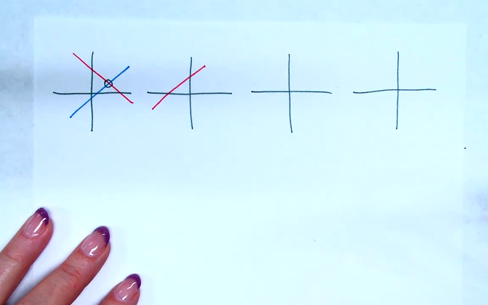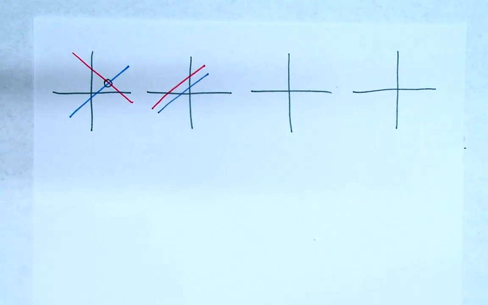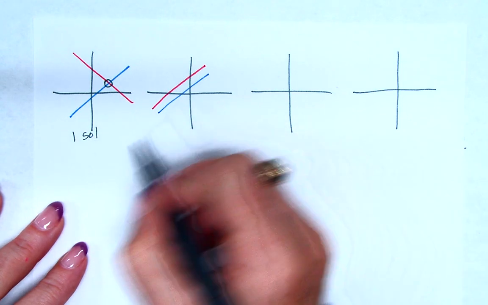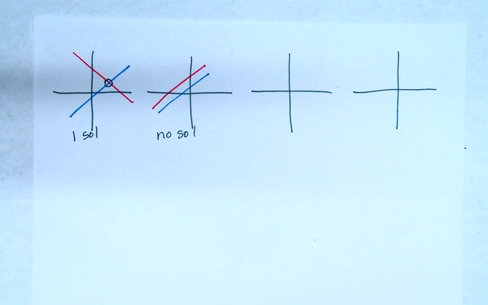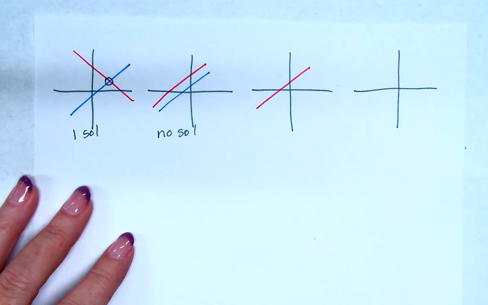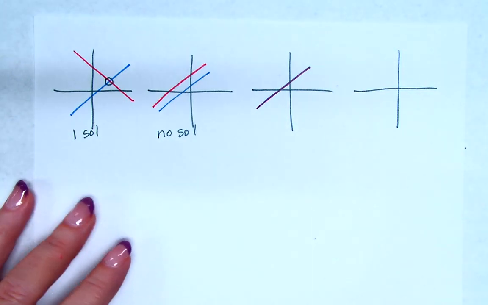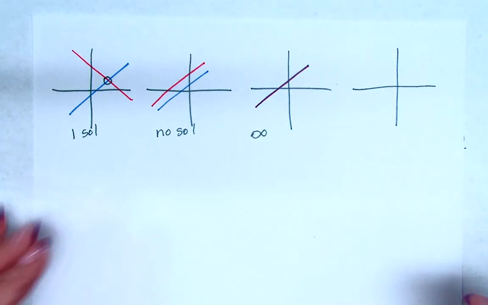Here's one equation. Here's one equation. How many solutions? So I'm going to write one solution. How many solutions were there? No solutions. And what was the other possibility? Here's one of the equations. There's the other one. How many solutions is that? Infinitely many possibilities, right?